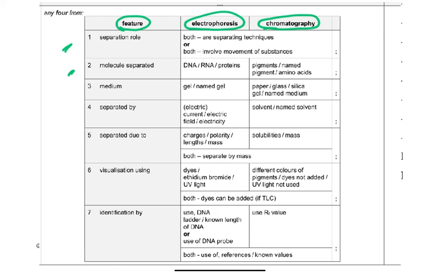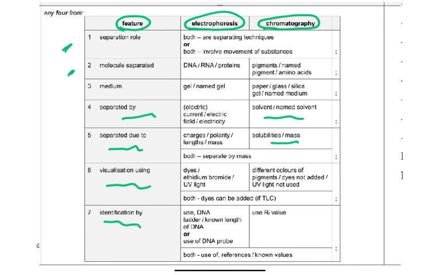So molecule separated: DNA, RNA, pigments. Then medium is a gel, or a paper or a glass or a gel. Both, and actually you can use a gel. Separated by electric current, or by solvent, separated due to charges or polarity or length or mass, and this is also by mass, so both separated by mass. Then visualization using dyes, ethidium bromide or UV light. Here different colors of pigments and dyes are not added, and they just move different distances. And in both you can also say dyes can be added if you're adding TLC.